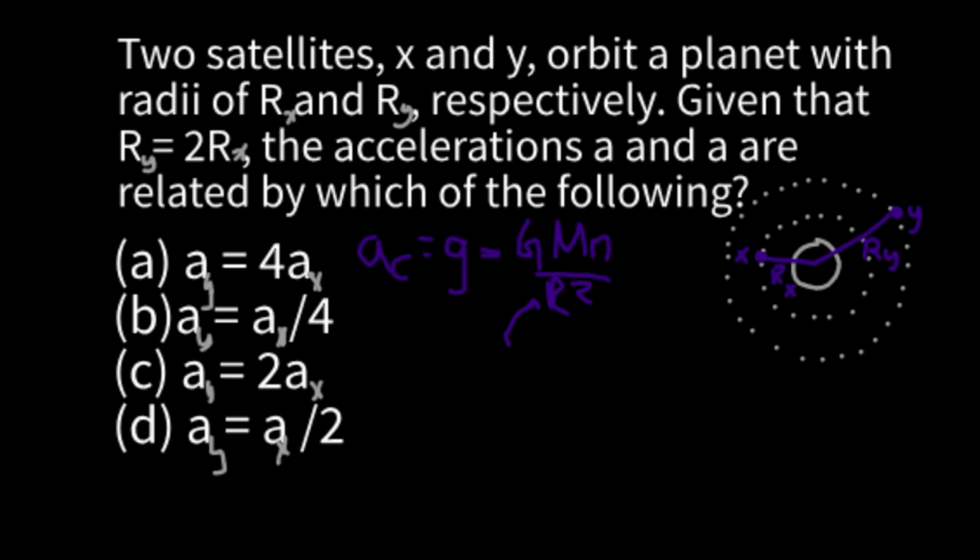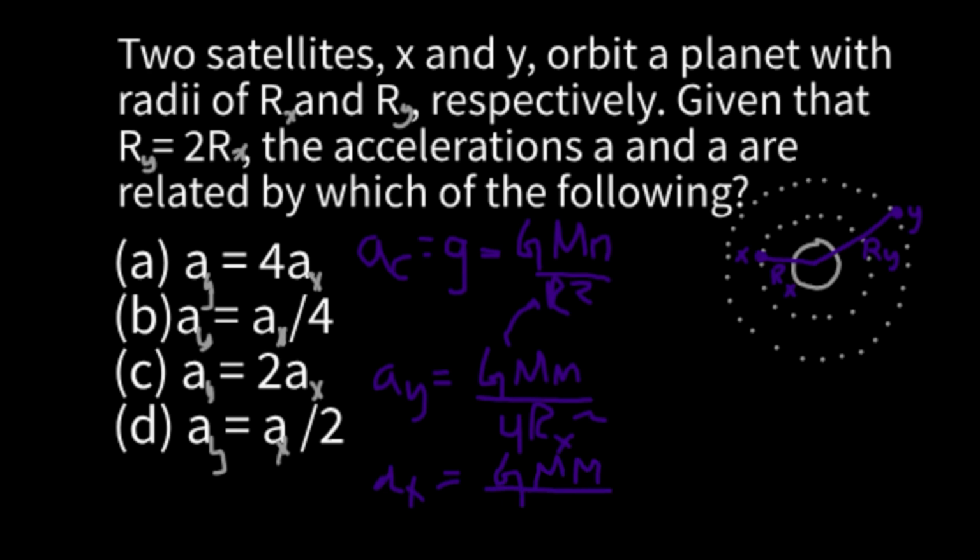So we know that our a sub y will be all of the numerator divided by 2r sub x squared. So you square each individual term. And we know our acceleration on the x satellite also has the same numerator divided by r sub x squared.